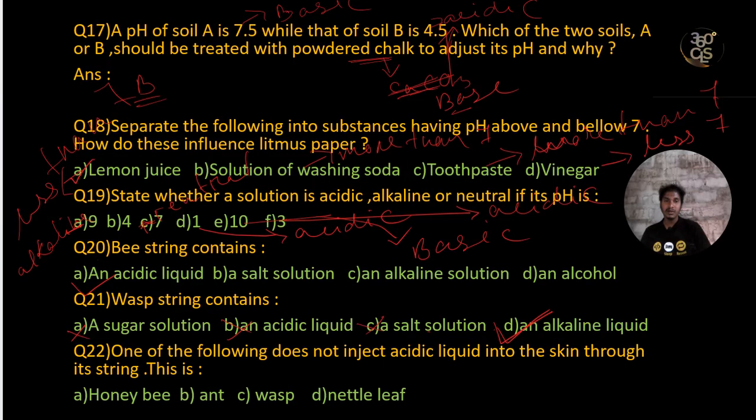Honeybee? No. Honeybee injects an acidic solution, or you can say acidic liquid, into our body. An ant sting also injects acidic liquid into our body, which is formic acid. Then wasp is the correct answer. It injects a basic liquid, or you can say alkaline liquid. Okay. Nettle leaf also injects acidic liquid. So the correct answer is C.